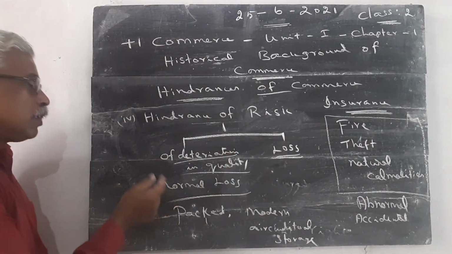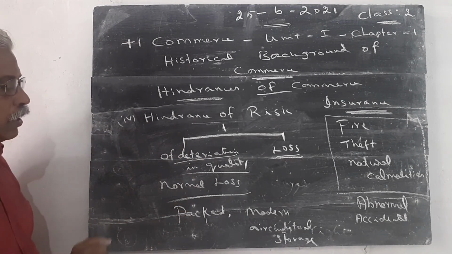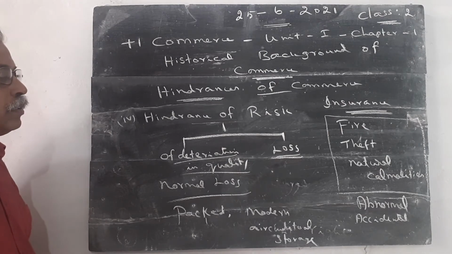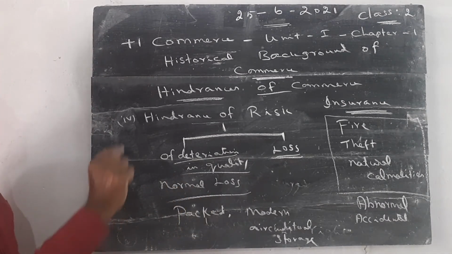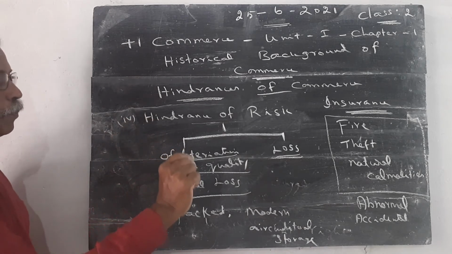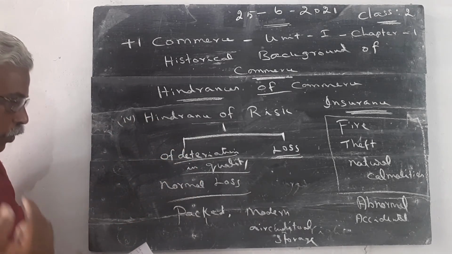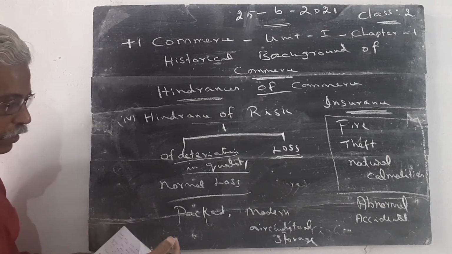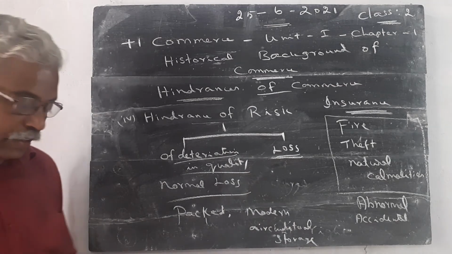The normal losses are also faced by the traders. If it is properly packed or modern air conditioned storage facilities are provided, the goods are preserved from insects, rats or evaporation. These types of losses are rectified. This is called hindrance of risk.